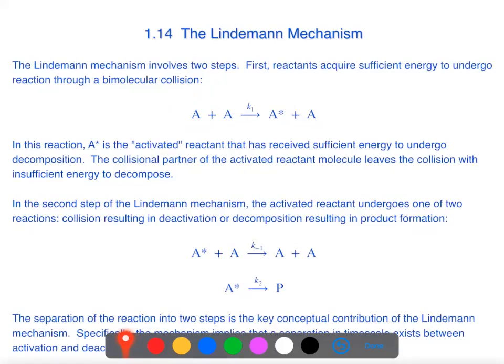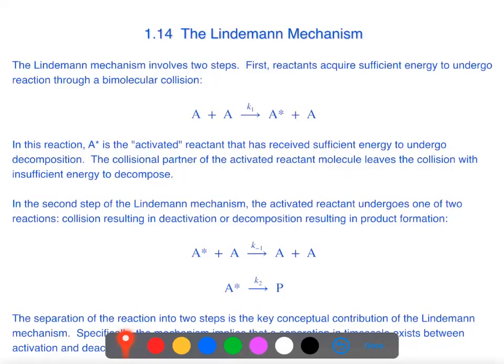In this reaction, A star is the activated reactant that has received sufficient energy to undergo decomposition. The collisional partner of the activated reactant molecule leaves the collision with insufficient energy to decompose. So this is the only reactive species resulting from that bimolecular collision. In the second step of the Lindemann mechanism, the activated reactant undergoes one of two reactions: collision resulting in deactivation or decomposition resulting in product formation.